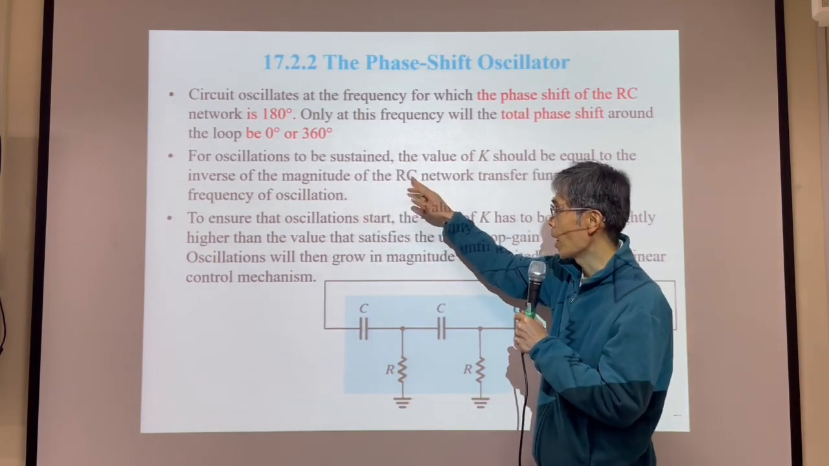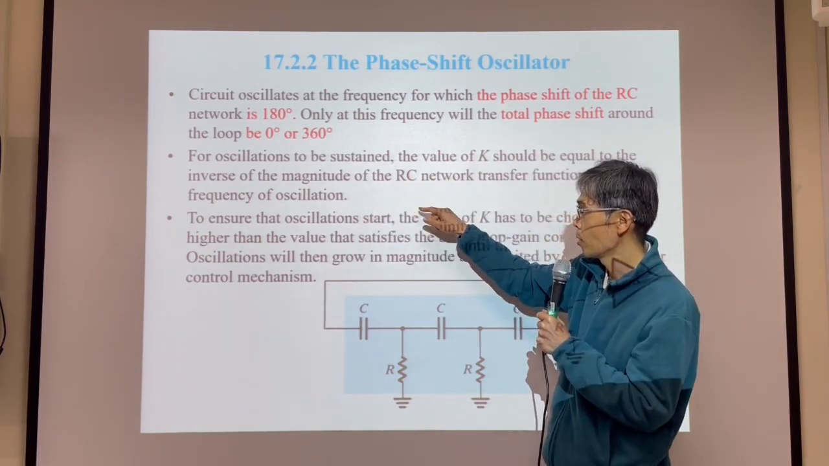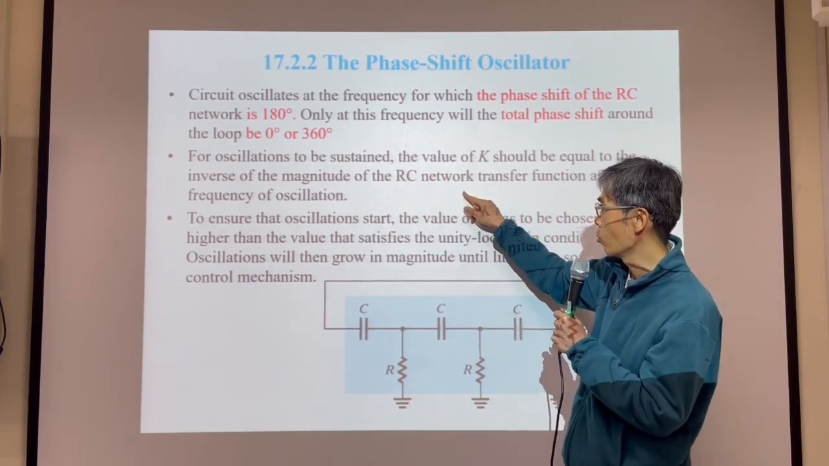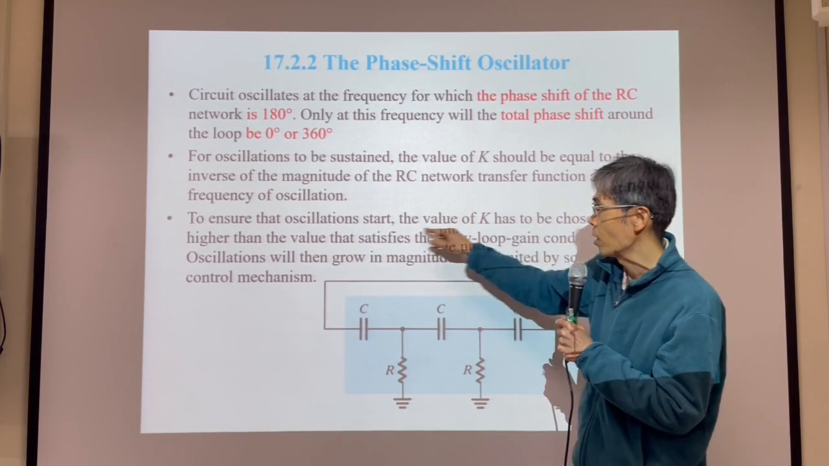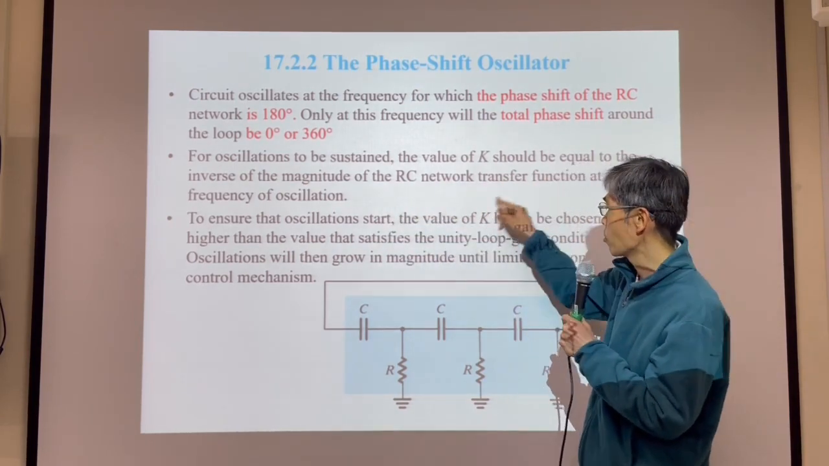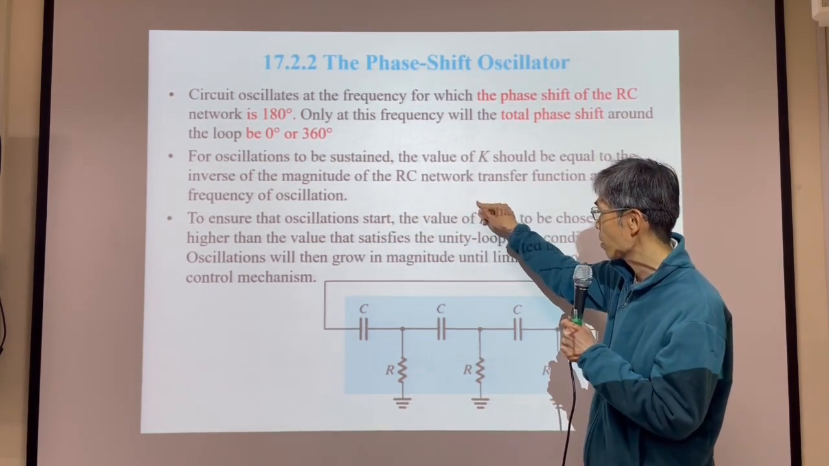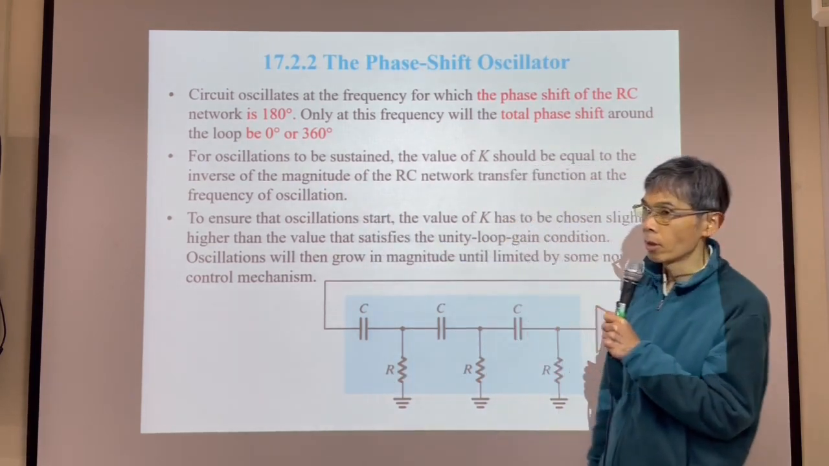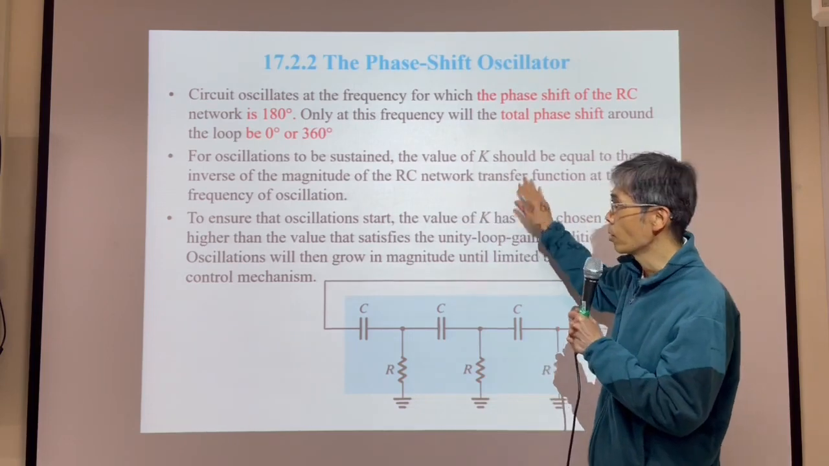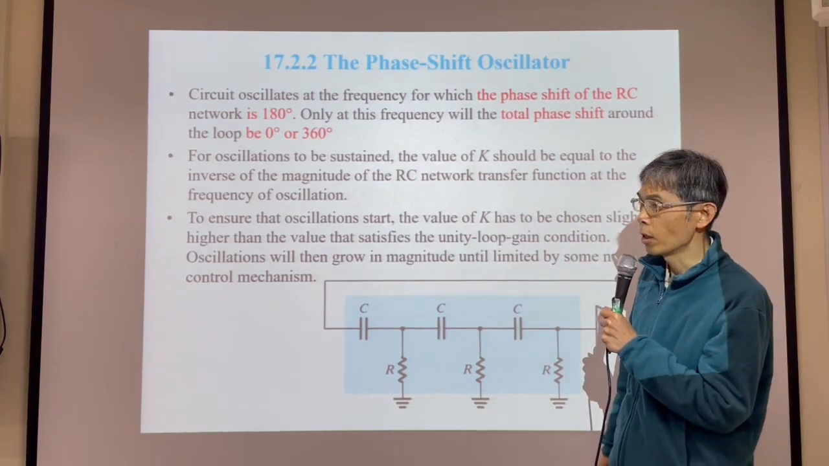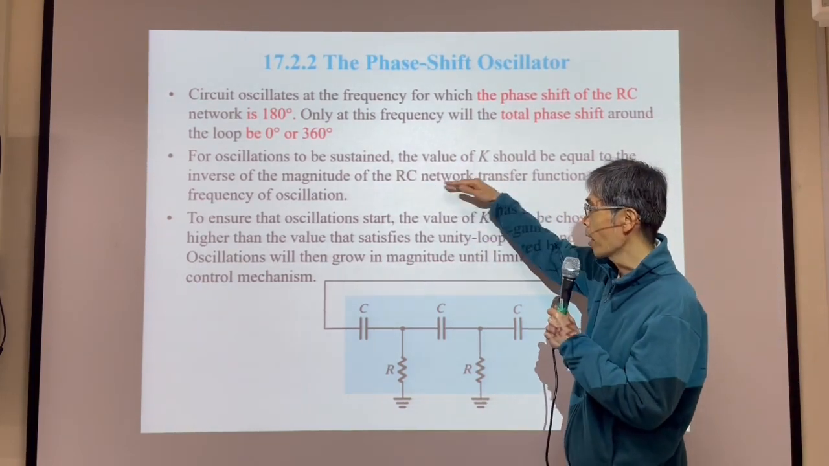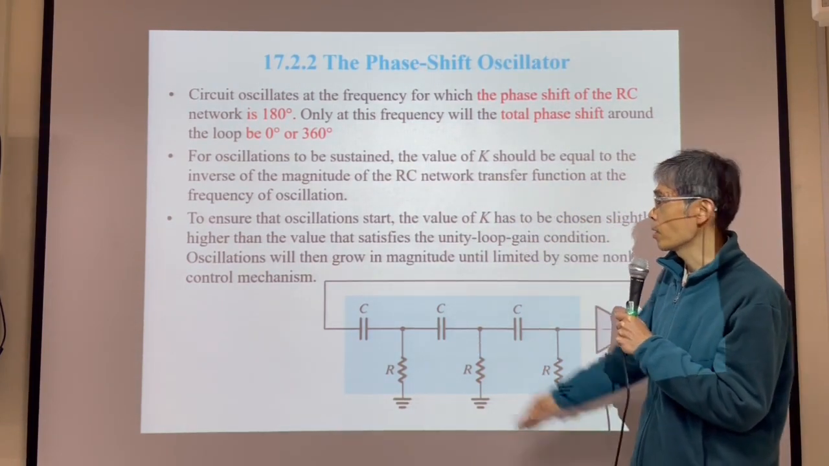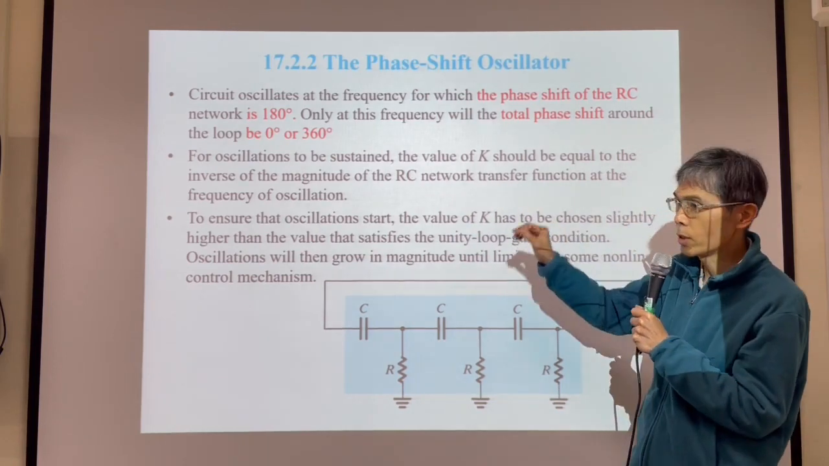So the magnitude of the RC network transfer function, if it equals A plus Bj, is the square root of A squared plus B squared. This is the definition of the magnitude of a complex number, A plus Bj, because the RC network transfer function should be a complex number.